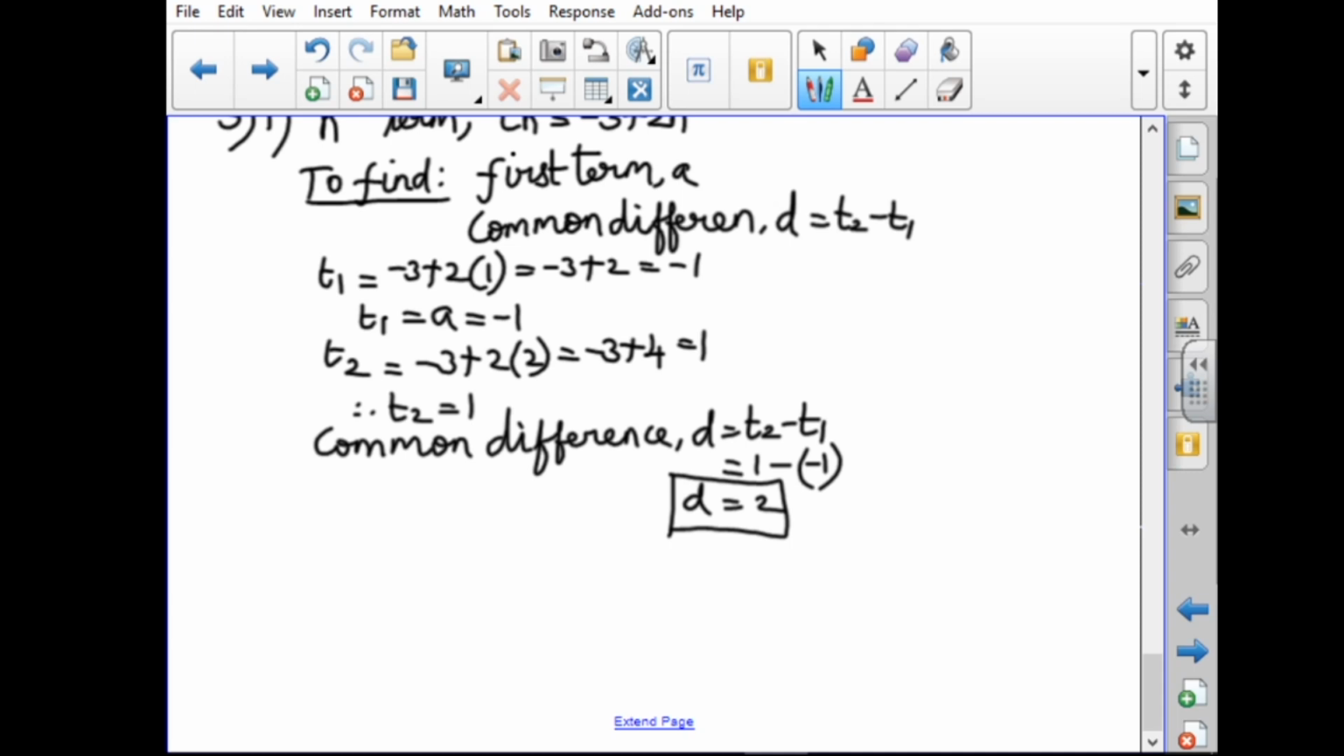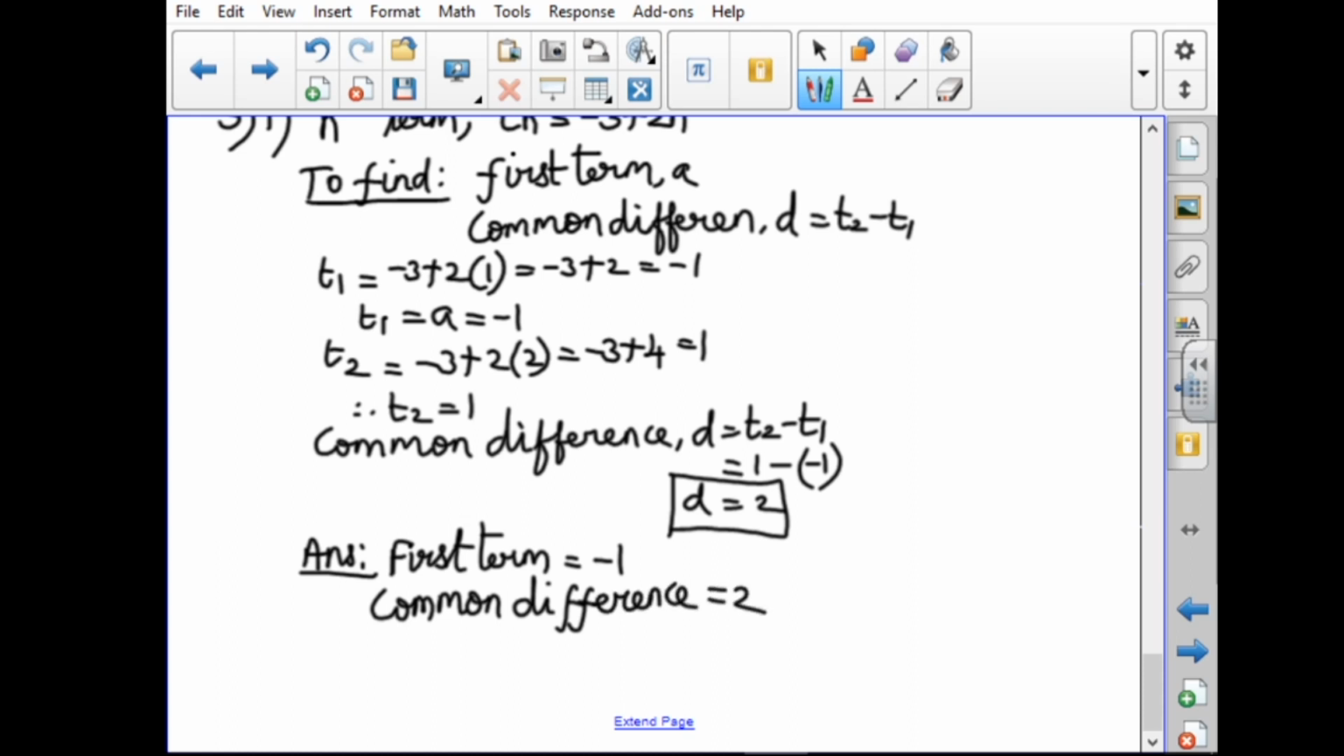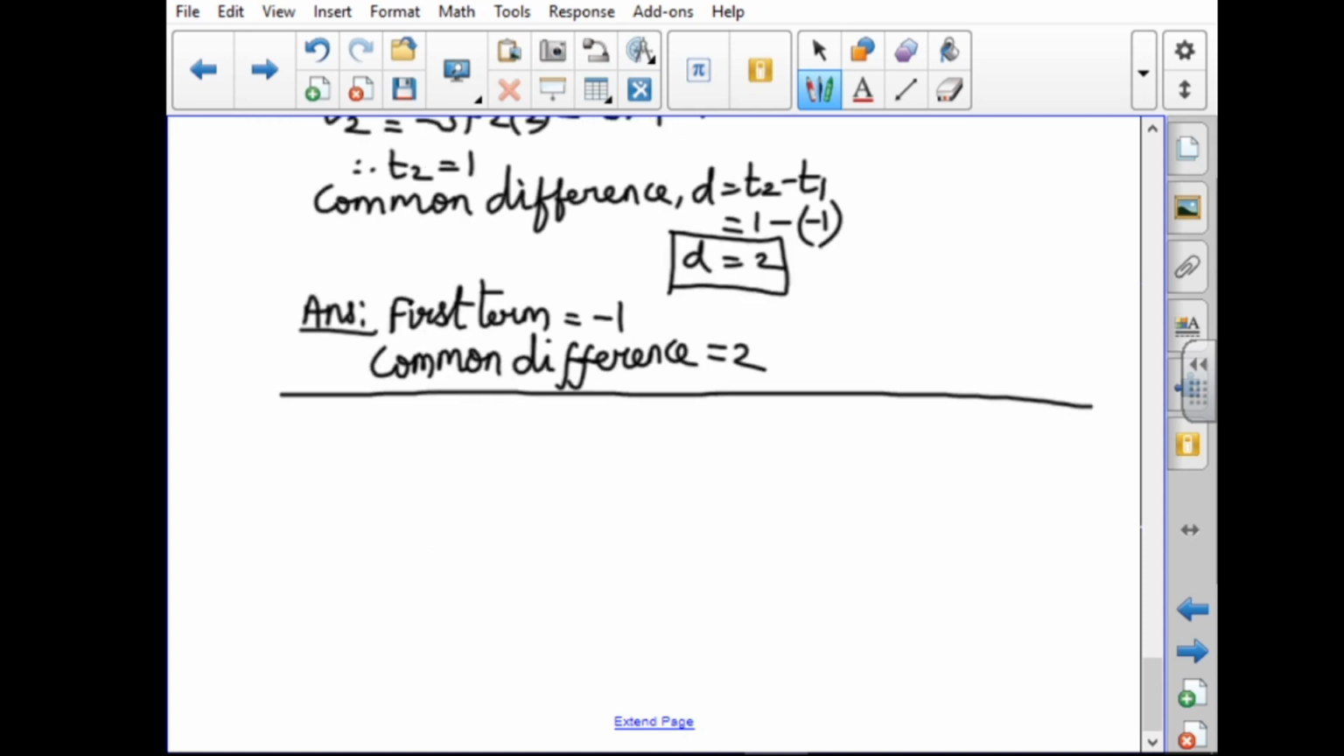So, answer: in the question they won't ask for A or D. They ask only for the first term and common difference. So, write it as first term equal to minus 1, common difference equal to 2. Write the answer like that. The question is not to find D or A. Second sum.